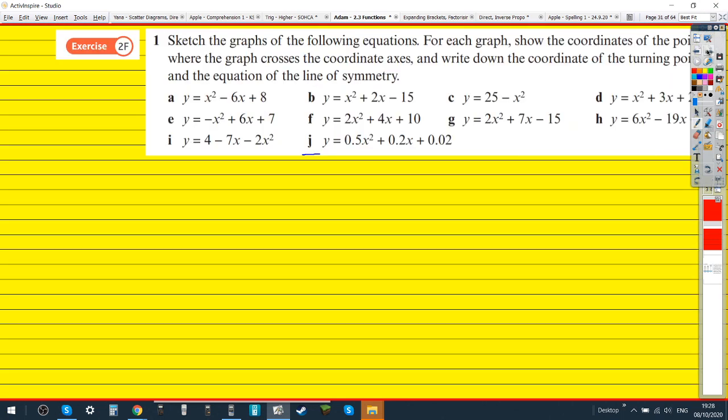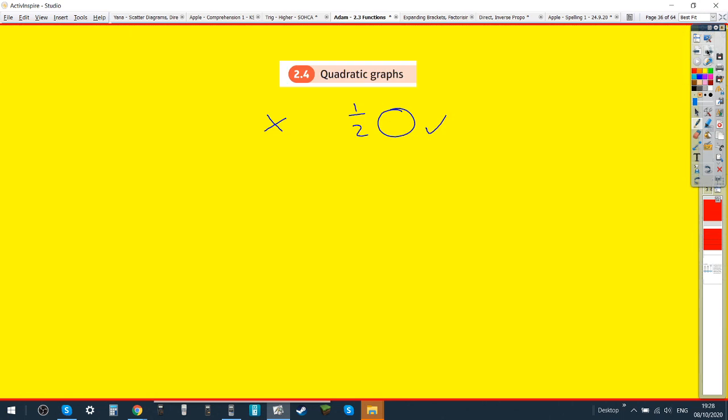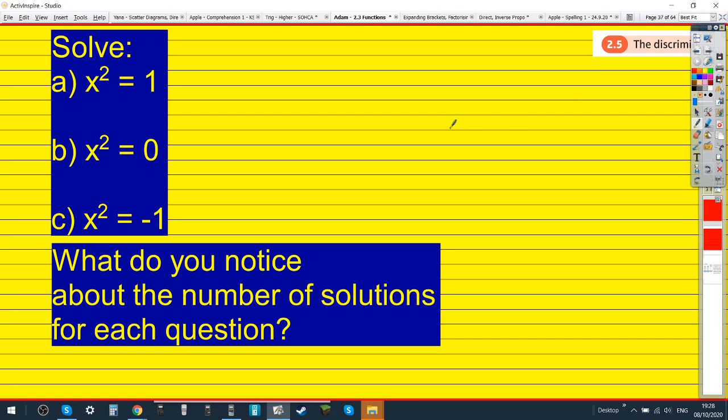Next one is discriminant. Okay, let's try these. So the first one would be 1. Is there another very similar number? Minus 1. Yeah, so plus or minus 1. Next one.